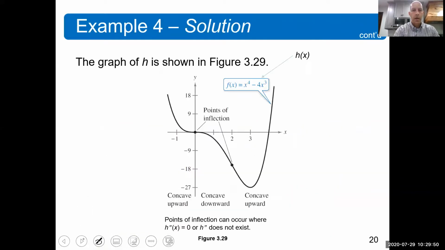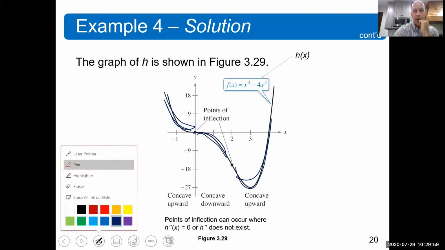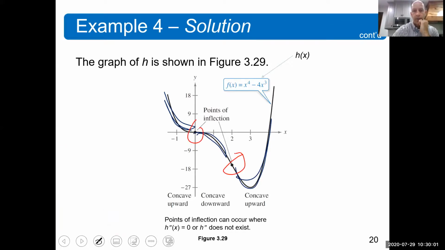So let's go ahead and go to the very last thing that we need to do. And this is the graph here. So it's concave up here. It's concave down here. And it's concave up there. And we've got POIs here and here.